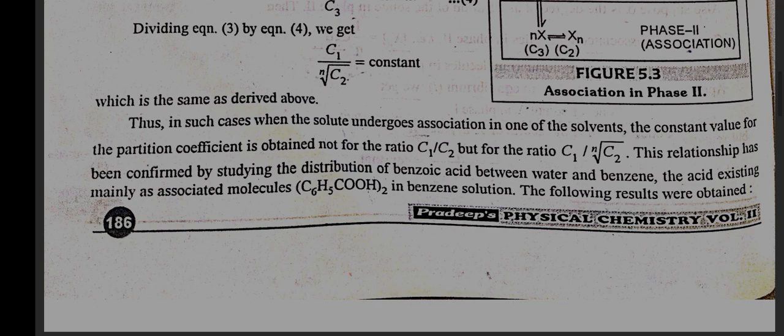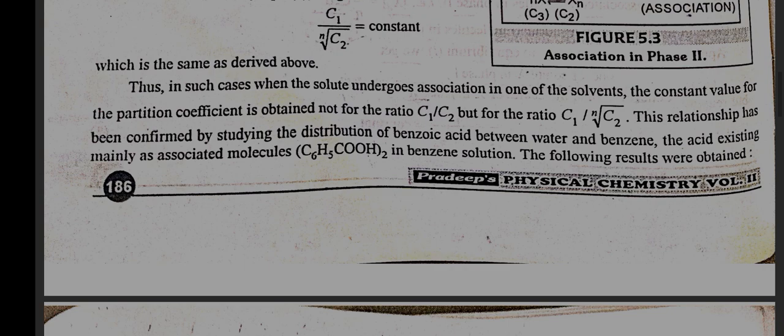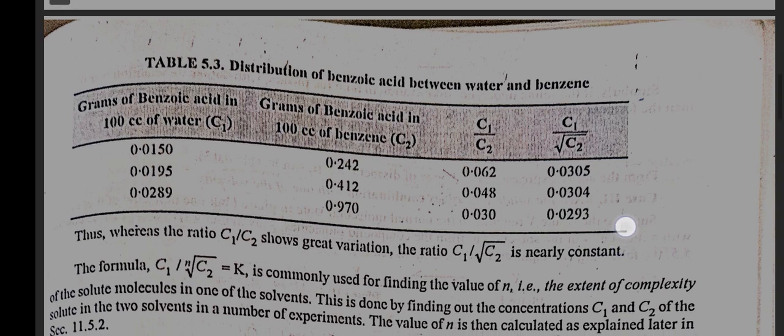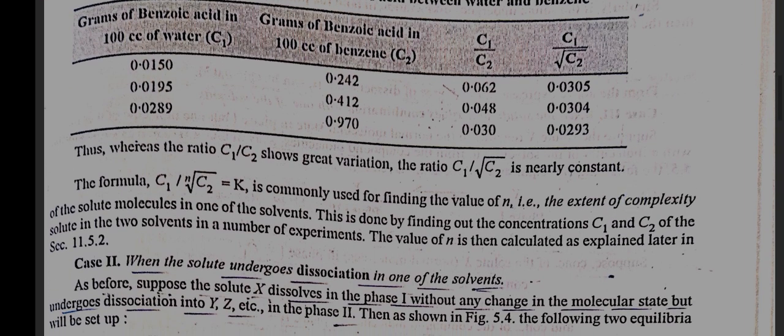Thus, in such cases, when the solute undergoes association in one of the solvents, the constant value for the partition coefficient is obtained not for the ratio C1 by C2, but for the ratio C1 by nth root of C2. This relationship has been confirmed by studying the distribution of benzoic acid between water and benzene, the acid existing mainly as associated molecules in benzene solution. The following results were obtained.